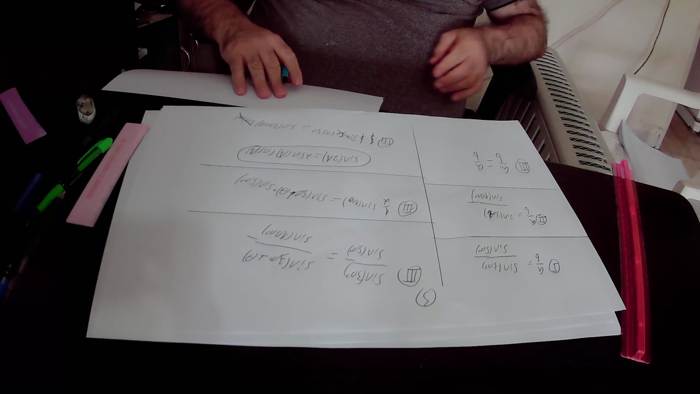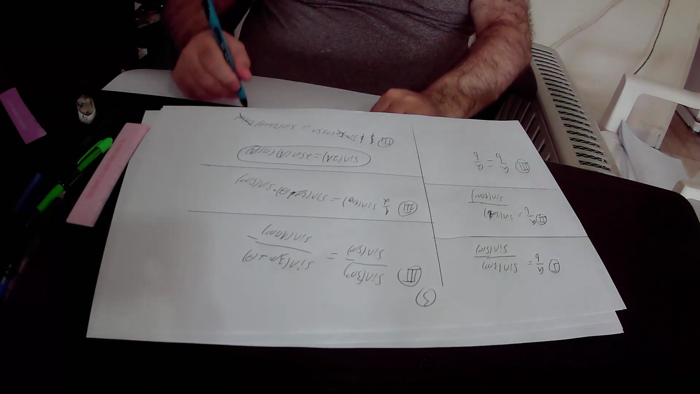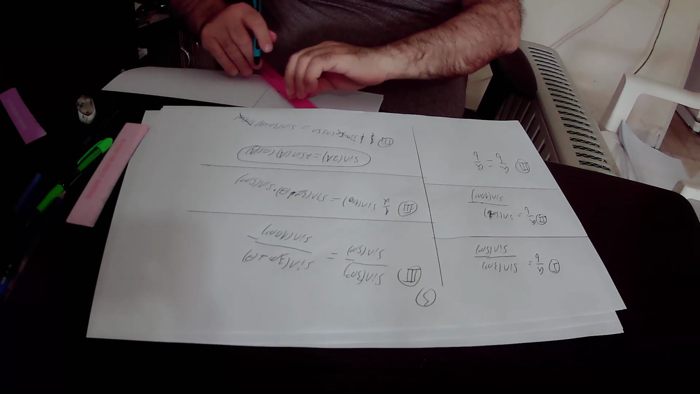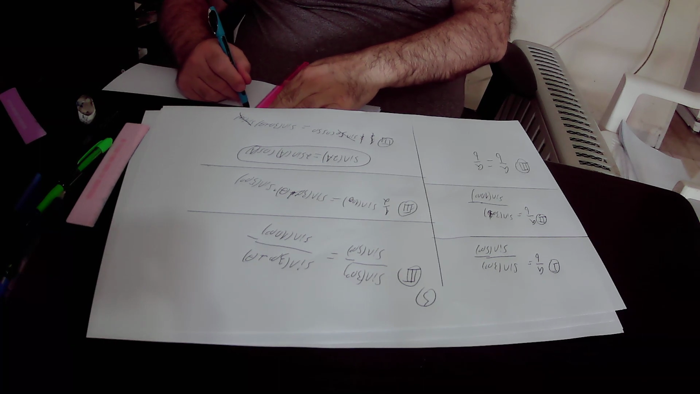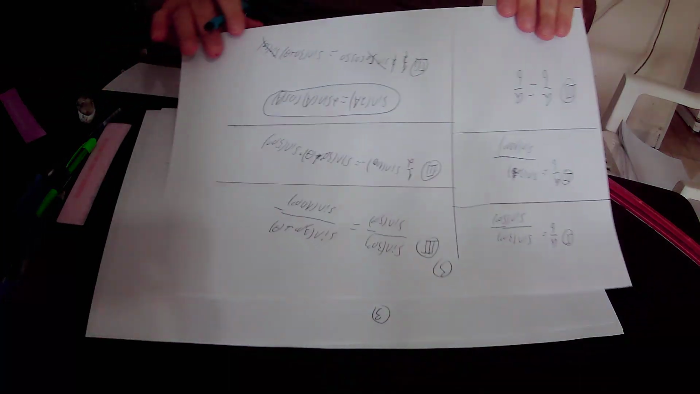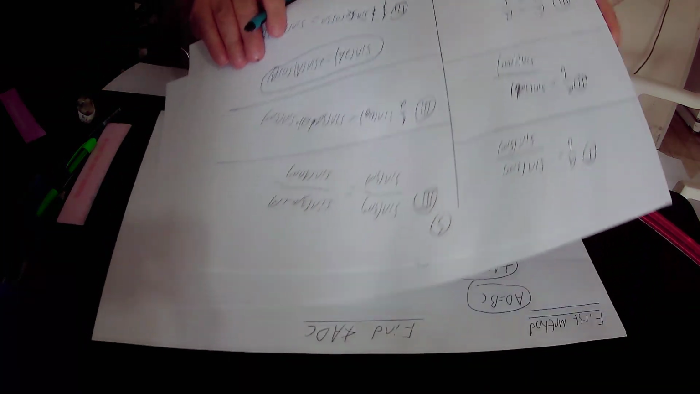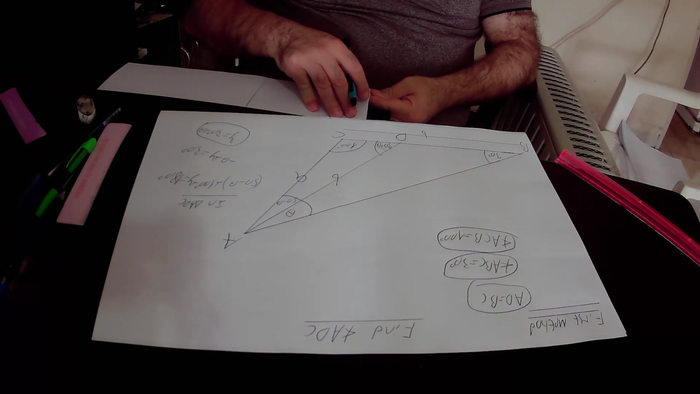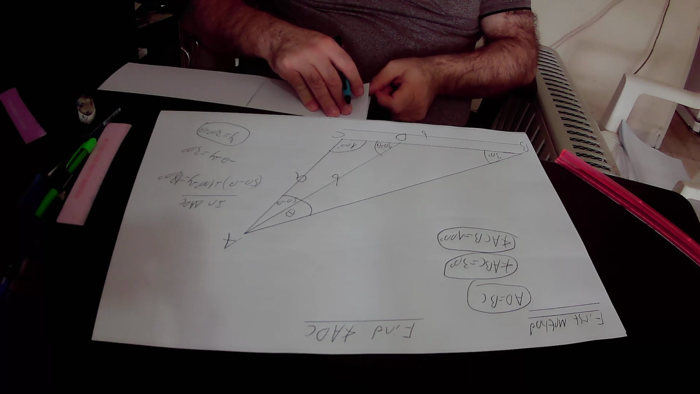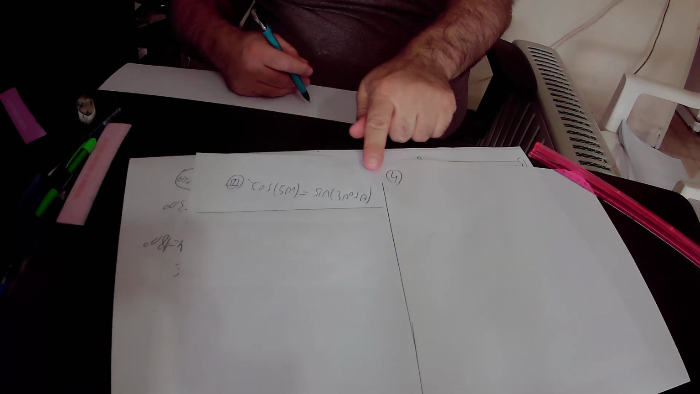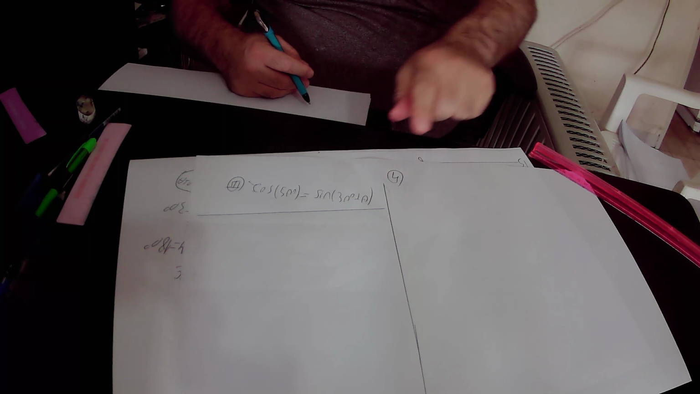Okay, I'll repeat again. According to equation number 3, we are left only with cosine 50 degrees that equals sine 30 degrees plus theta.